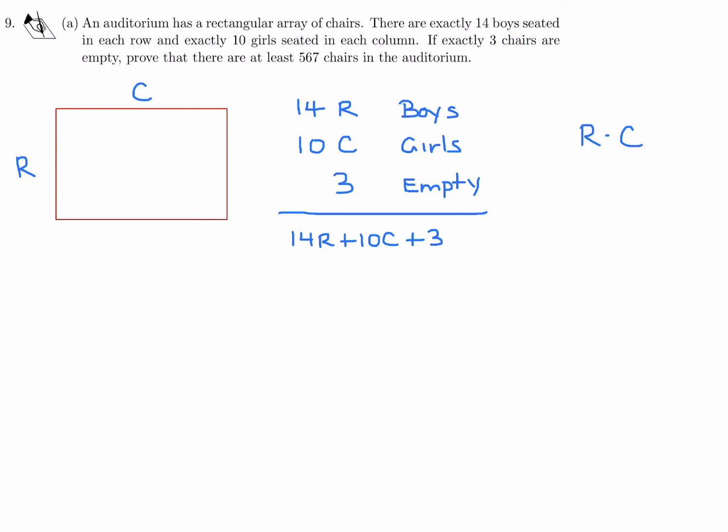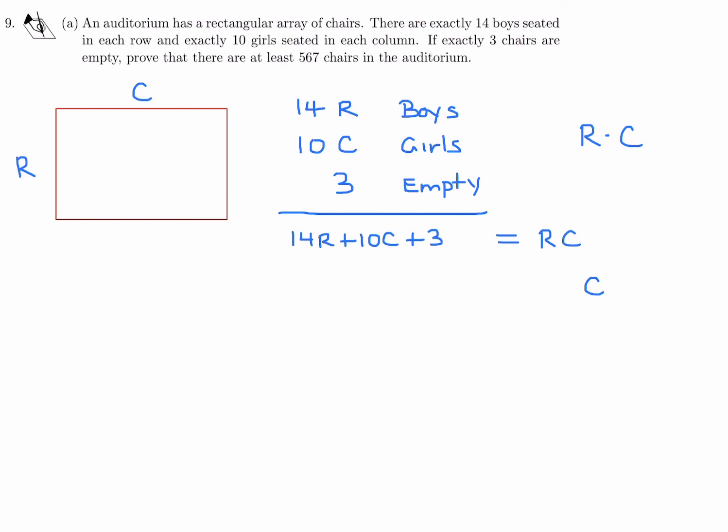Rows and C columns, so the number of seats is R times C. So that means that this has to be equal to RC. So that is the setup of the question. Now we have to look at some parameters though. C is the number of columns, right?